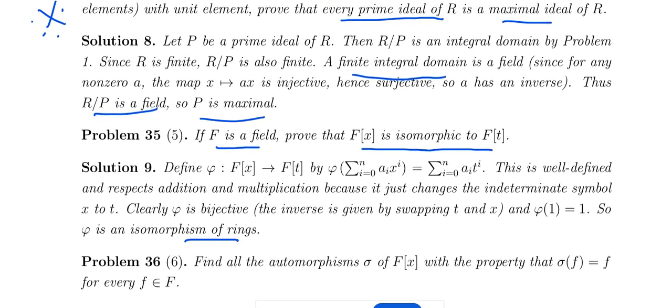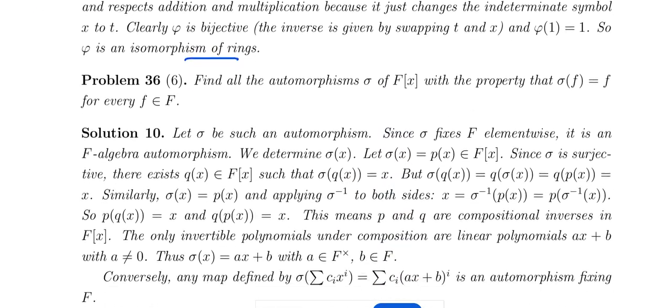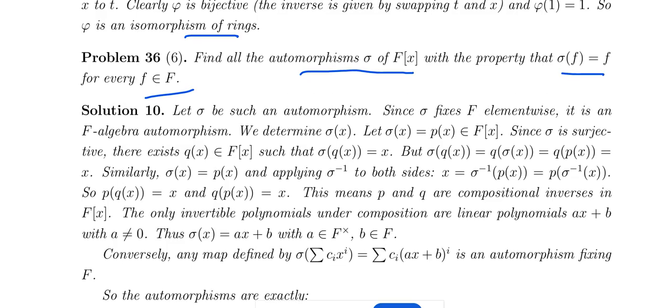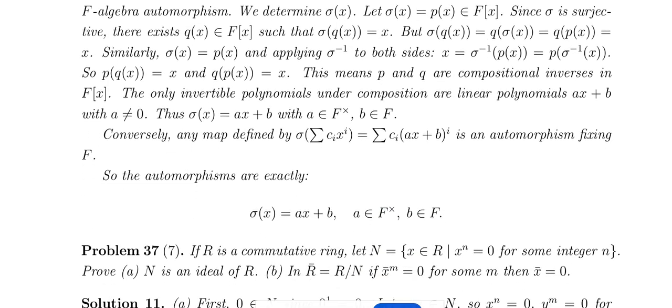The case of F is a field. Consider all automorphisms sigma of F[x] with the property sigma of f equal to f for every f belonging to F. Okay, so sigma being an automorphism, the collection is ax plus b. Well, it's a very simple thing. This is the collection of all automorphisms.